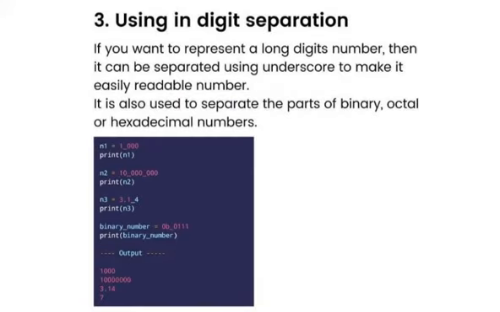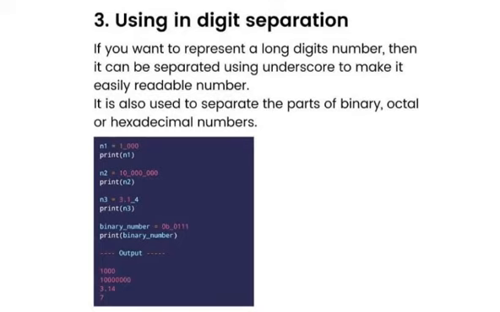You can also use it in digit separation. Whenever you want to represent a long number, it can be separated using underscore to make it an easily readable number. Look at the example. N1 is equal to 1000, written 1 underscore 0 0 0. It clearly identifies the number of zeros. Look at another example. N2. You can see the outputs. N3.